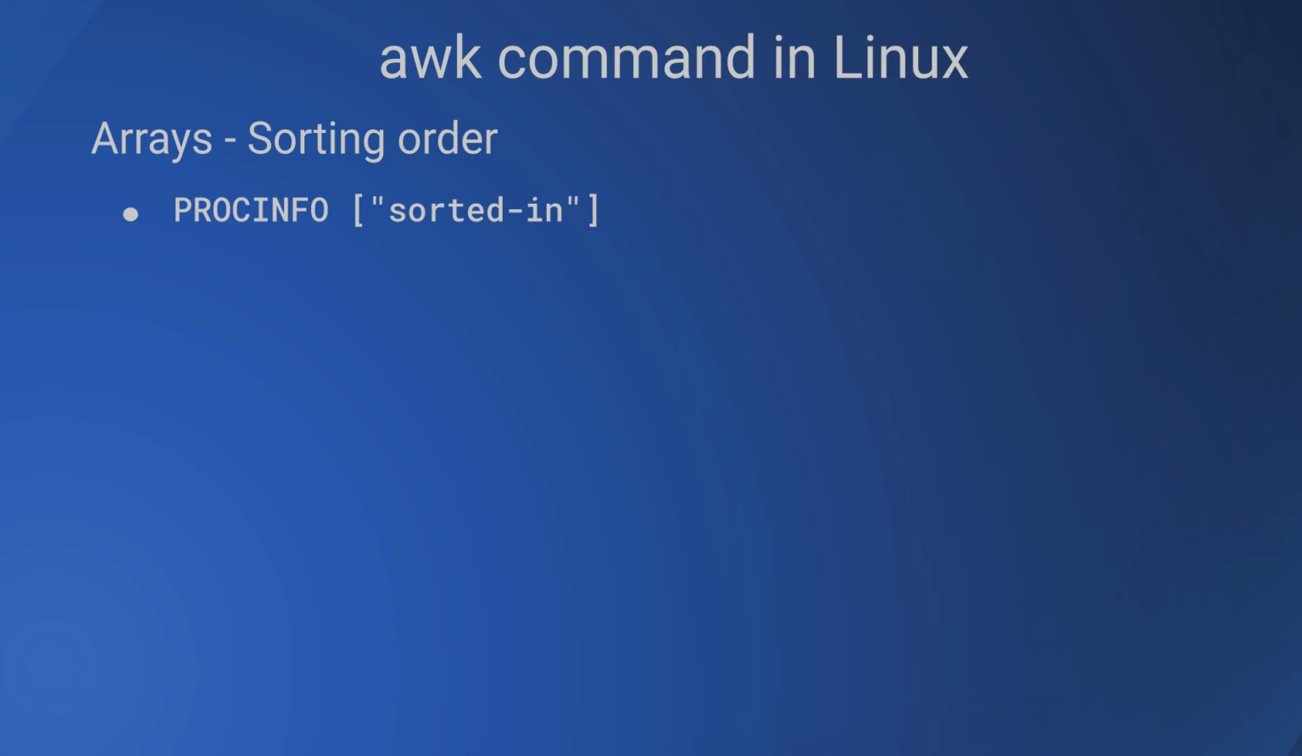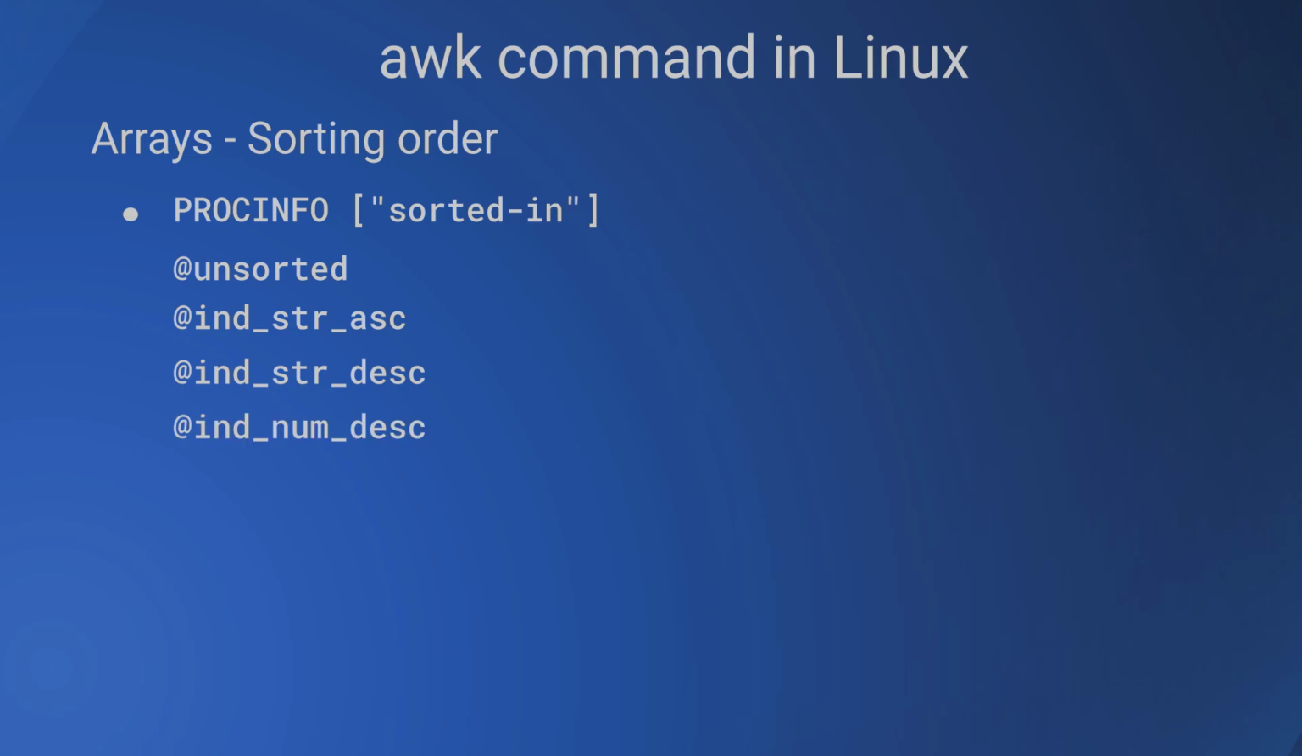PROCINFO sorted_in can have many values. We'll look at some of them, and these are @unsorted, which is the default awk behavior; @ind_str_asc, where indexes are treated as string and the array is sorted in the ascending order of index. Similarly, we can set @ind_str_desc to get the array sorted in descending order of index being treated as string. Similarly, you can have PROCINFO sorted_in as @ind_num_desc for index treated as number and array sorted in descending order of index.